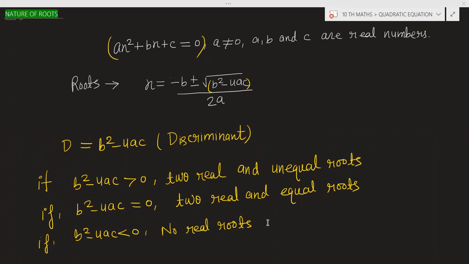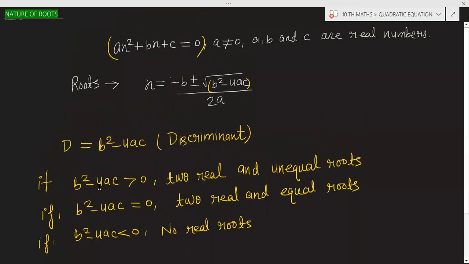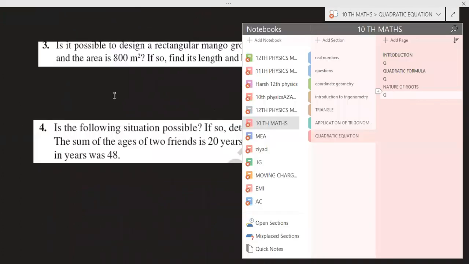So no real roots. Okay, now we will see. Remember this: if discriminant is greater than 0, two real and unequal roots. If discriminant, meaning b square minus 4ac, is equal to 0, two real and equal roots. If b square minus 4ac is less than 0, no real roots. Some questions we will solve on it.